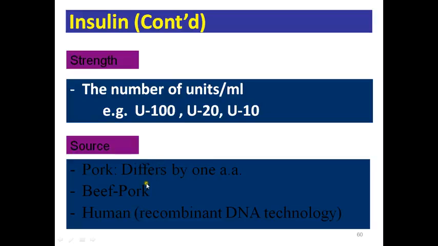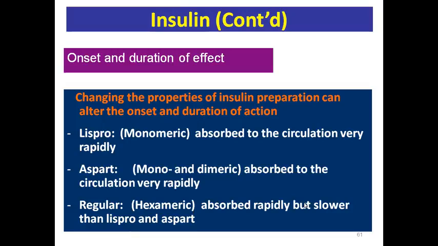...used to produce antibodies. Now this is the recombinant DNA technology, and human insulin is the one which is commonly being prescribed. The pork one is no more, or beef pork is no more in practice.